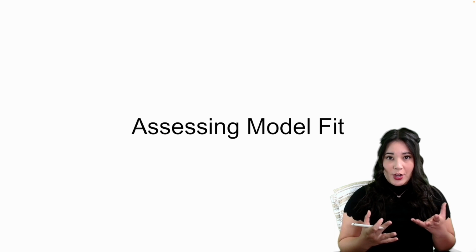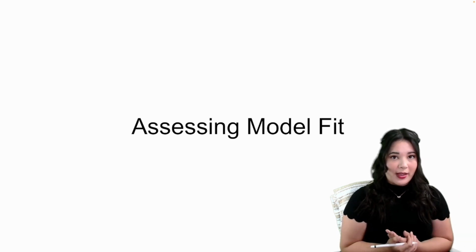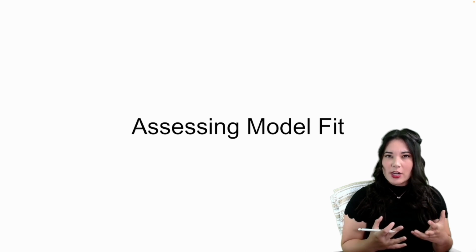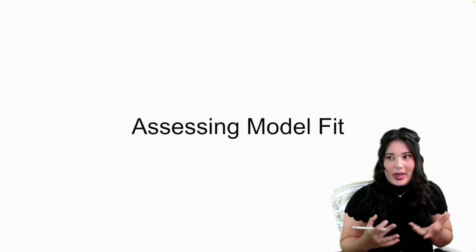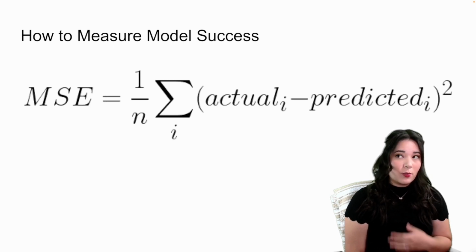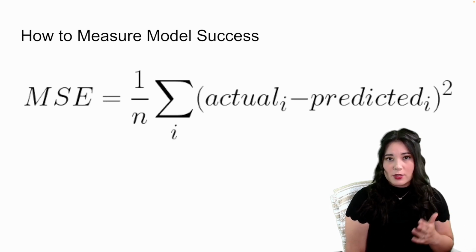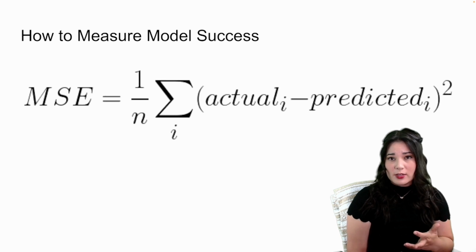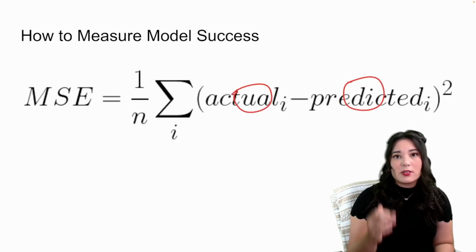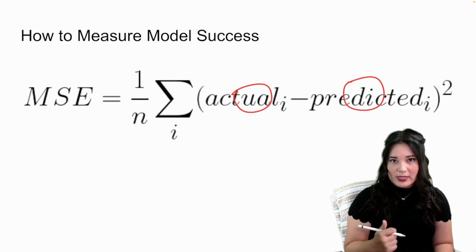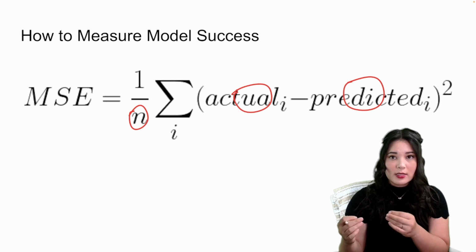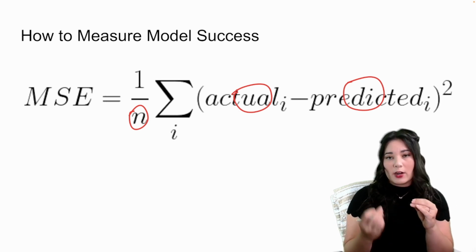Now that we know how we could choose the parameters of our model, in this case our slope and any coefficients, let's talk about how we can assess how well our model actually did. One way to assess our model is to use something we've already talked about, the mean squared error, where we take the difference between our actual values and our predicted values, square that difference, add them all together, and divide by n. This gives us the average squared distance between our actual values and our predicted values.